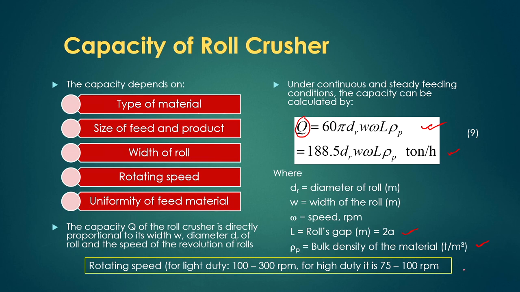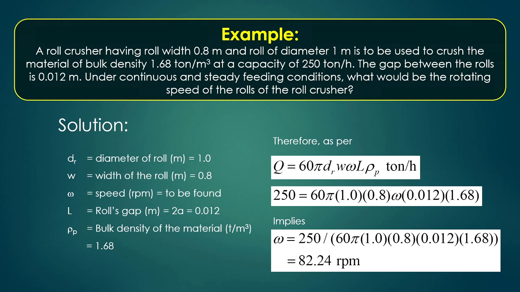And in this case you have to remember that the rotating speed for light duty will be within a range of 100 to 300 rpm, whereas for heavy duty this rotating speed will be 75 to 100 rpm. Let us do an example for this.